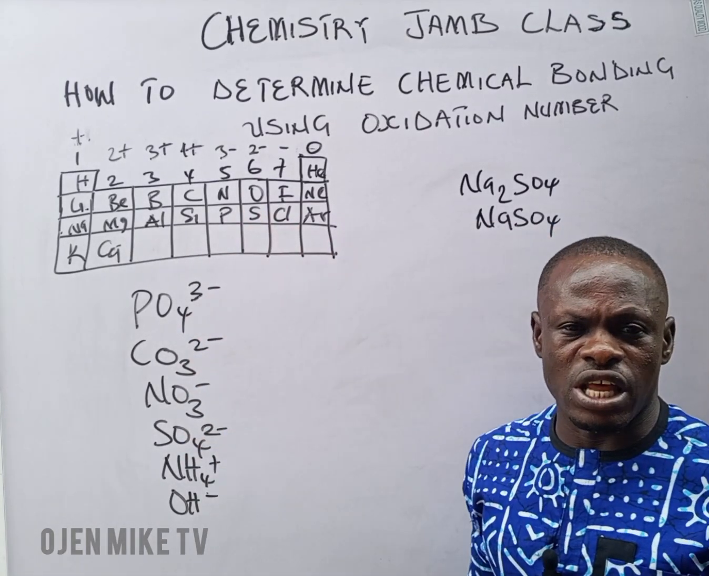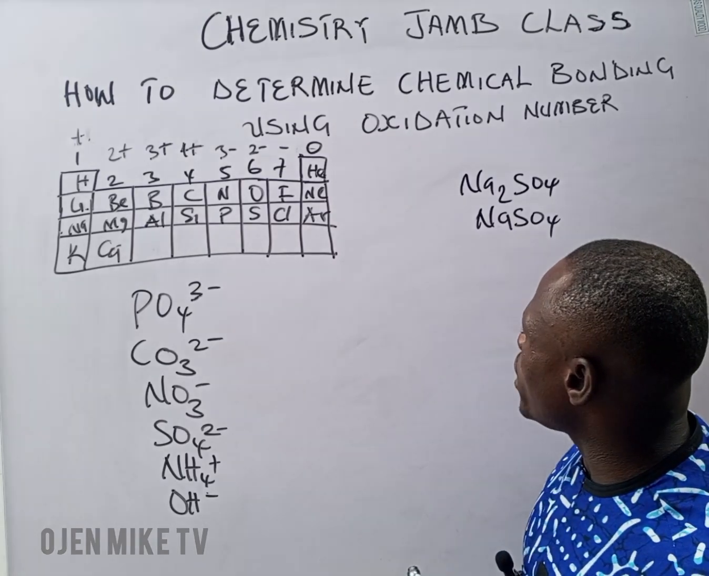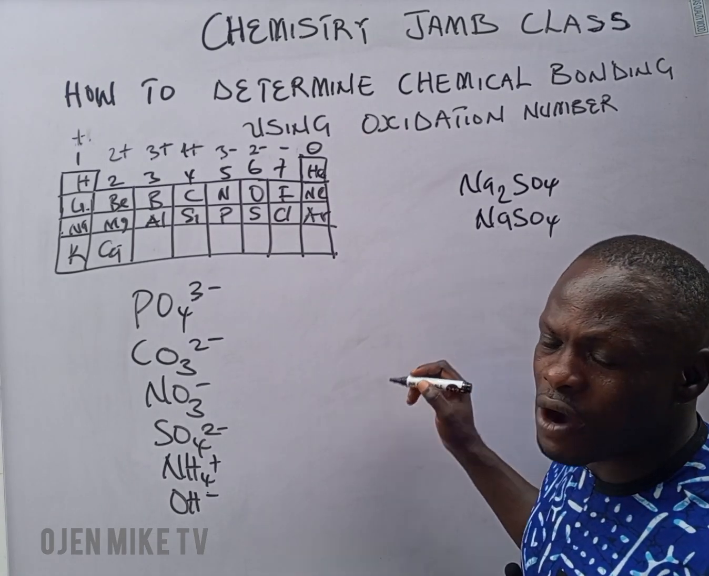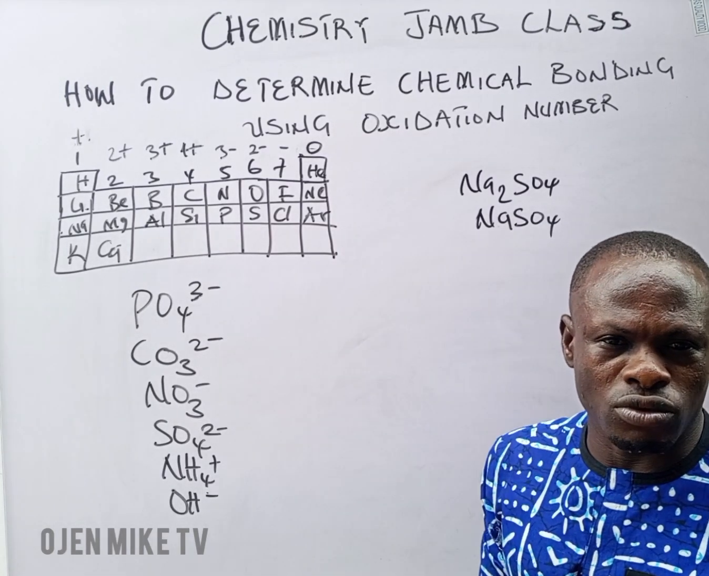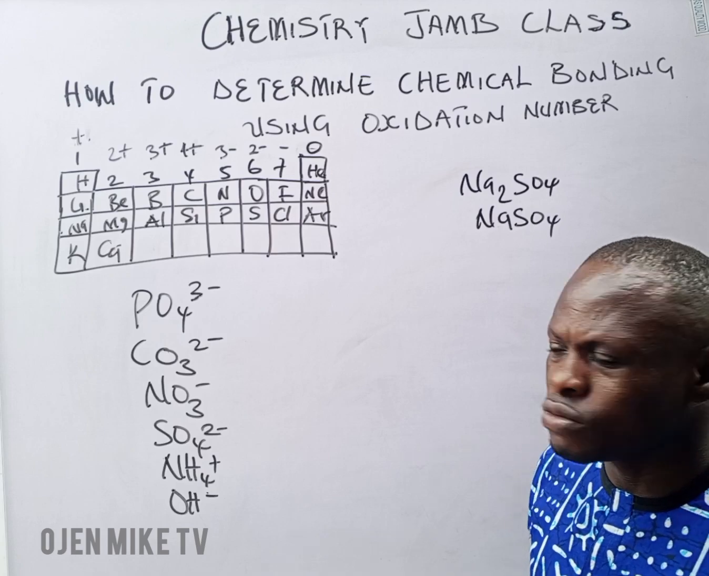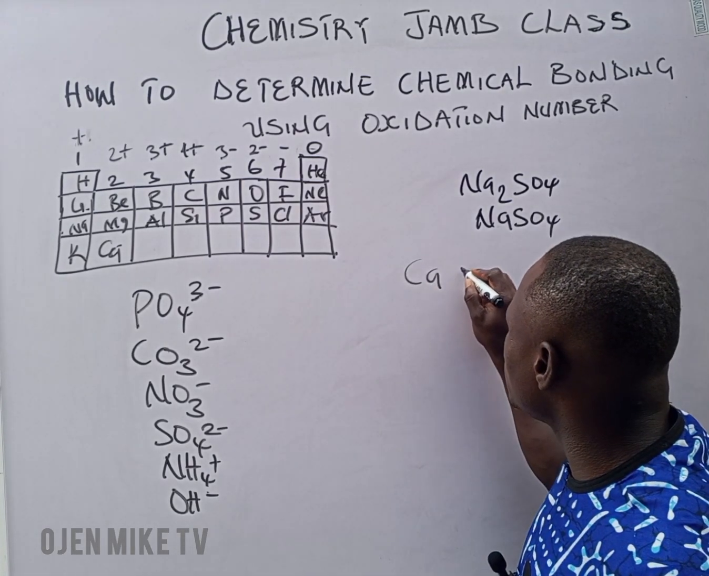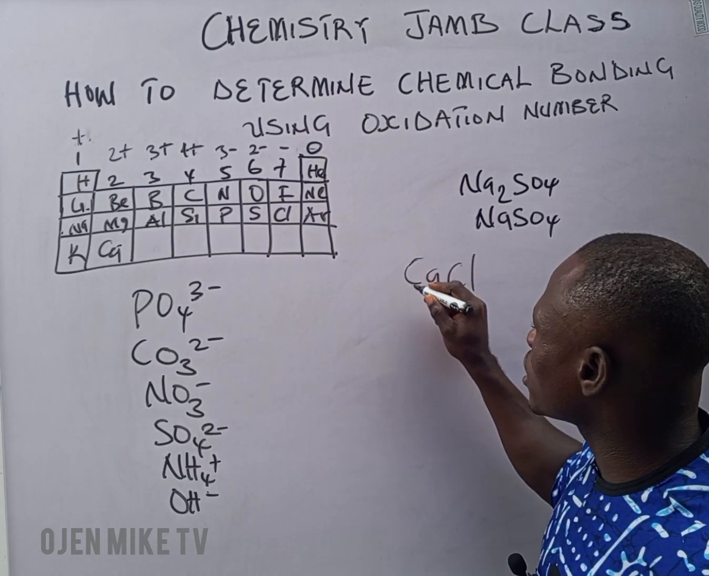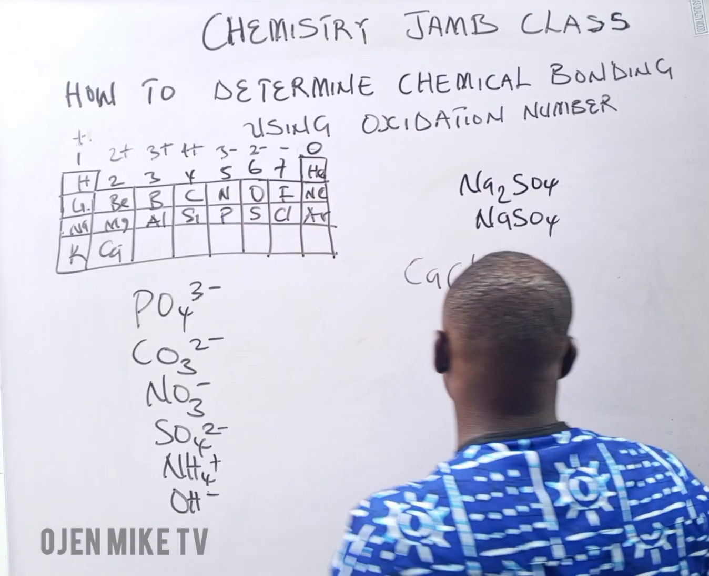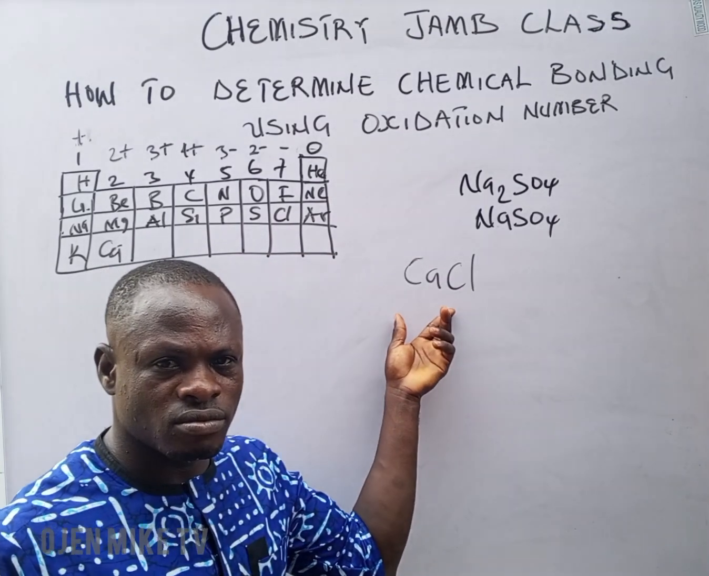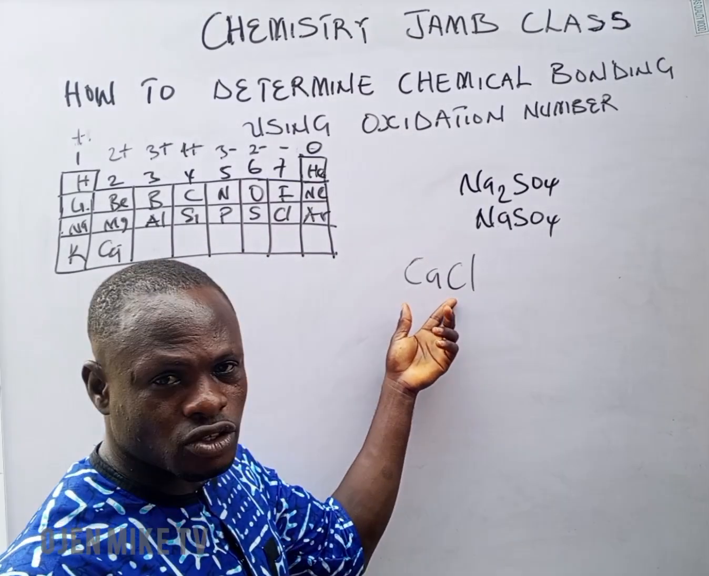And the next thing that you need to know is that when a compound is written like this, for instance, I want to write the formula of calcium chloride. What do I say? Calcium chloride, CaCl. This is calcium chloride. You begin to ask yourself, is this formula of calcium chloride correct?